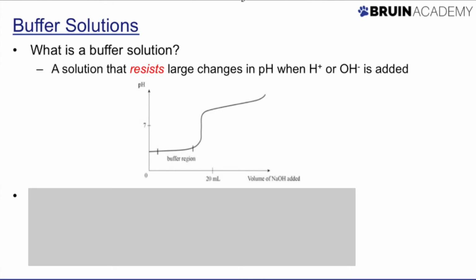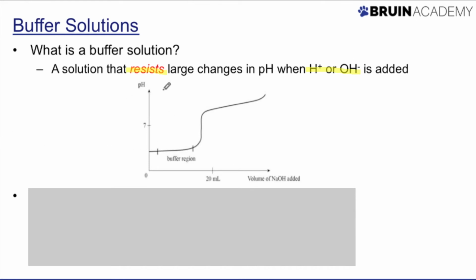All right, so it turns out that salts can lead to the formation of buffer solutions. So what is a buffer solution? It's a solution that resists changes in pH when small amounts of H plus or OH minus are added. So it's basically something that is resistant to large pH changes. A biological example is blood, right? You don't want the pH of your blood to change drastically if you add small amounts of H plus or OH minus.